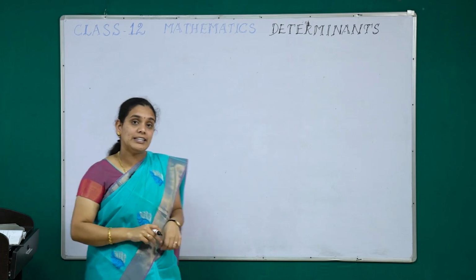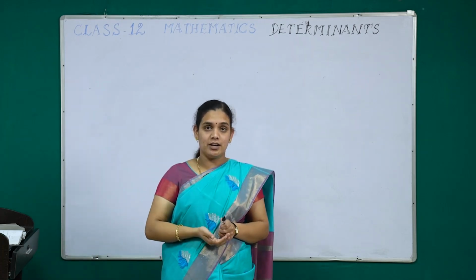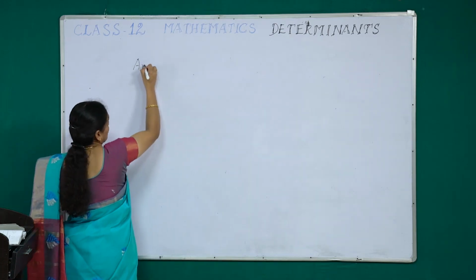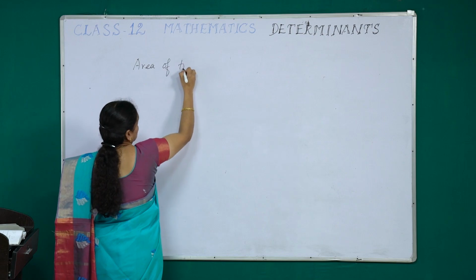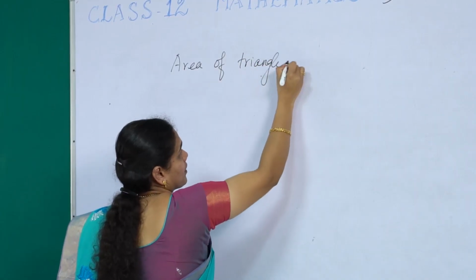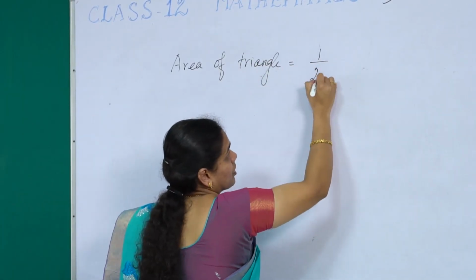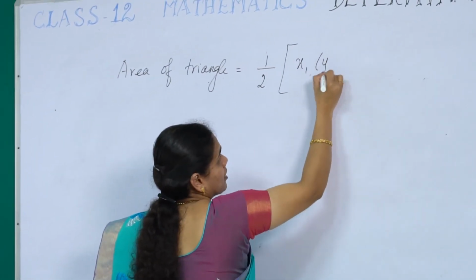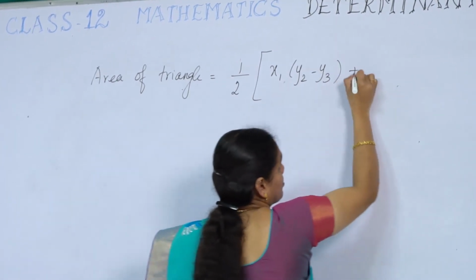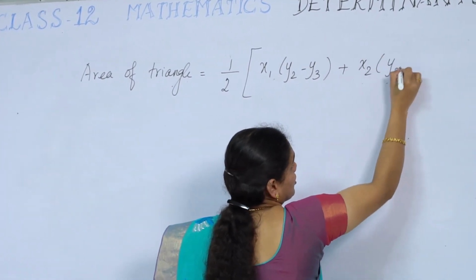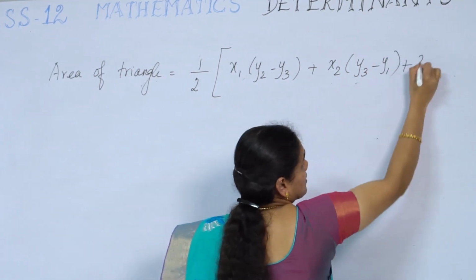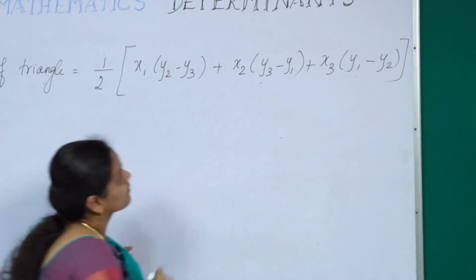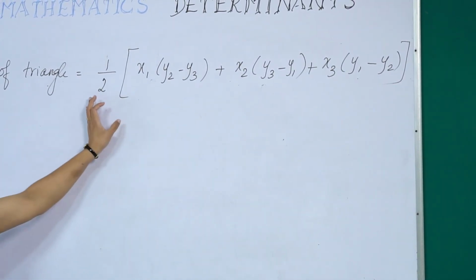Next one, let us learn how to find the area of the triangle using determinants. In your lower classes, you have studied this long formula, and often you used to get confused. So, half of x1 times (y2 minus y3) plus x2 times (y3 minus y1) plus x3 times (y1 minus y2). This formula you have studied in your lower classes.